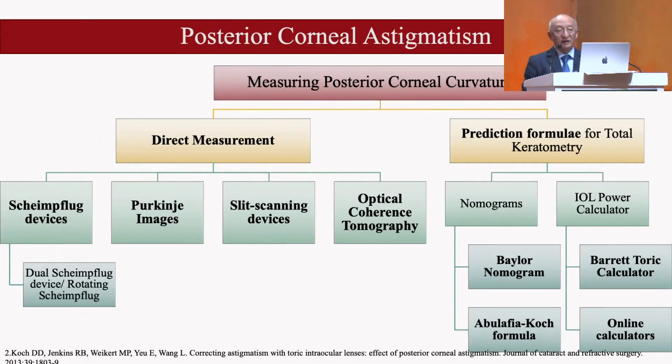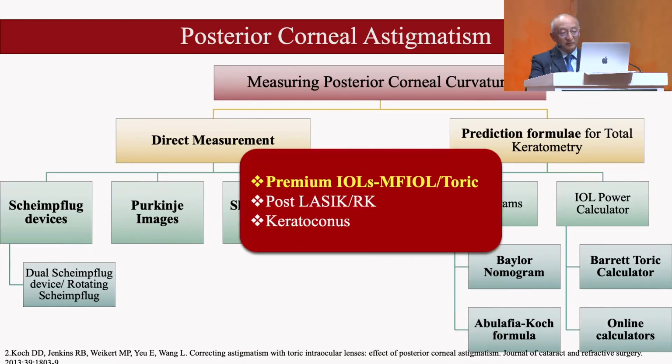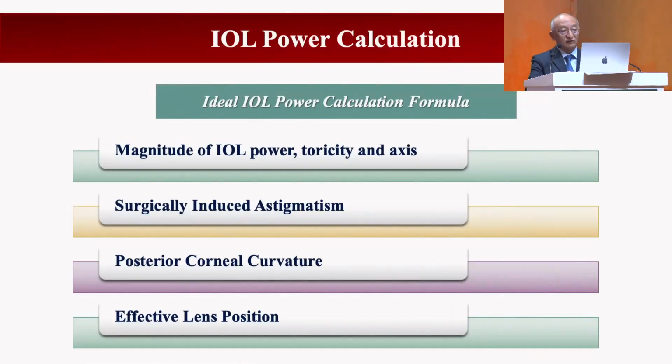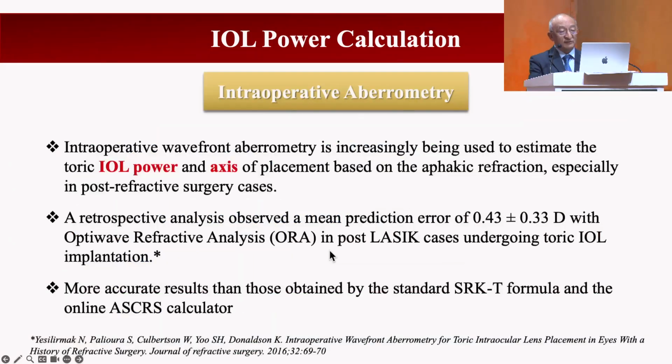The other important criterion is how to measure posterior corneal curvature and which type of instrumentation is required, and these are the various tools which can give you an assessment. If you don't have an instrument which can detect the posterior corneal curvature, you can go through various nomograms which tell you what the posterior corneal curvature would be in these cases. For IOL power, always use those power formulas which take into consideration posterior corneal curvature and effective lens position, apart from other concerns also.